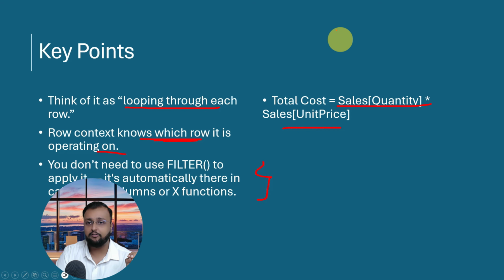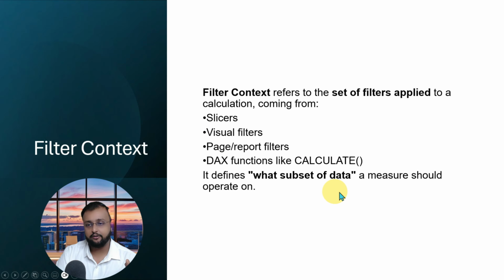So let's say you have one report in which you have one table, and you have this kind of total cost formula. Row by row it is automatically executed. Again, on top, if you apply some sort of filter, it automatically takes that effect as well for that calculated column. Okay, now what is filter context?